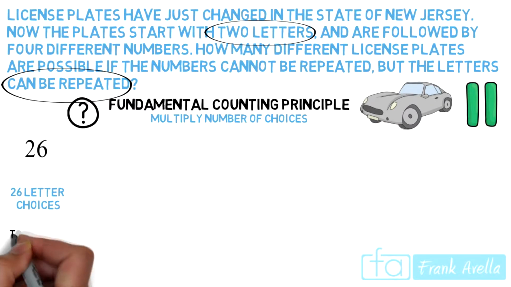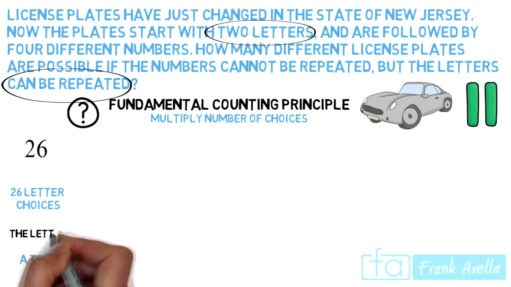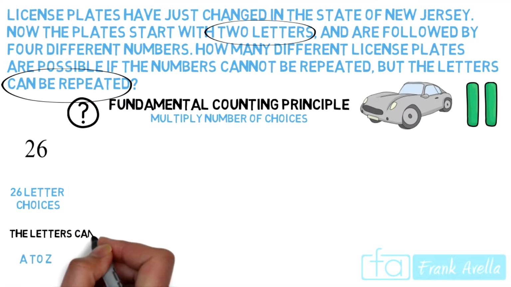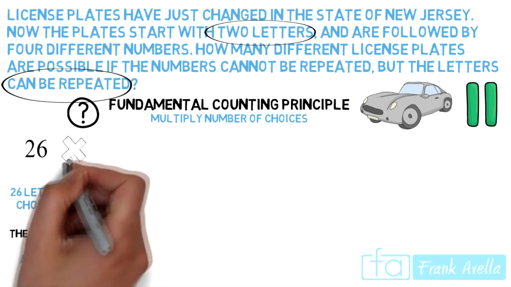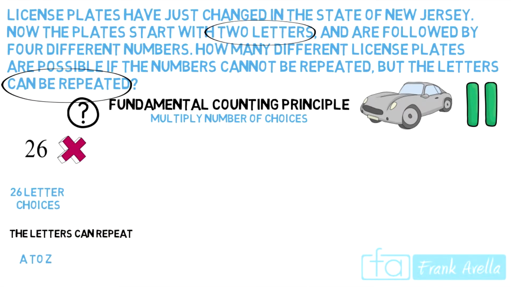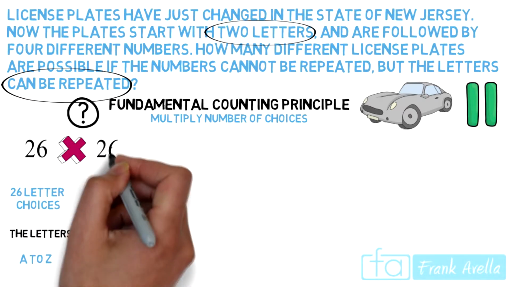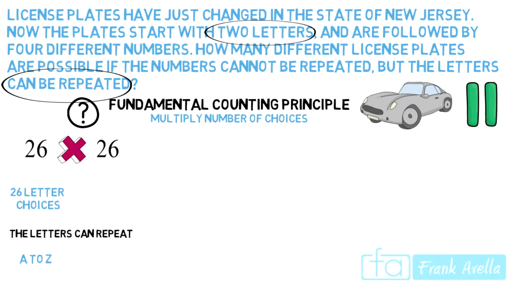So if I choose an A for the first letter, I can choose an A again the second time. So we're going to multiply, because it's the fundamental counting principle, 26 by 26. And if I chose an X the first time, I can again use the letter X. So that again leaves me 26 letter choices. A to Z can be repeated.